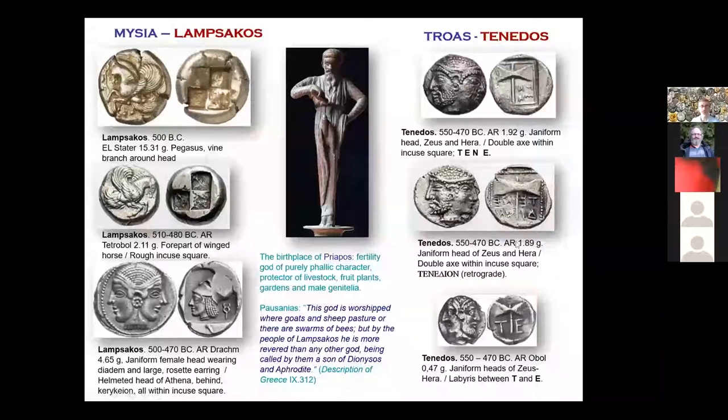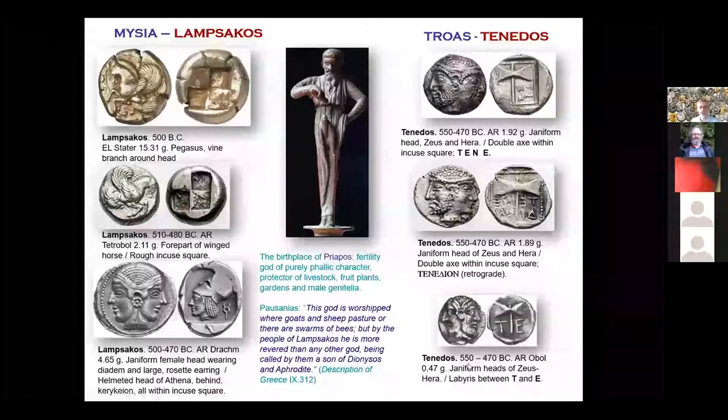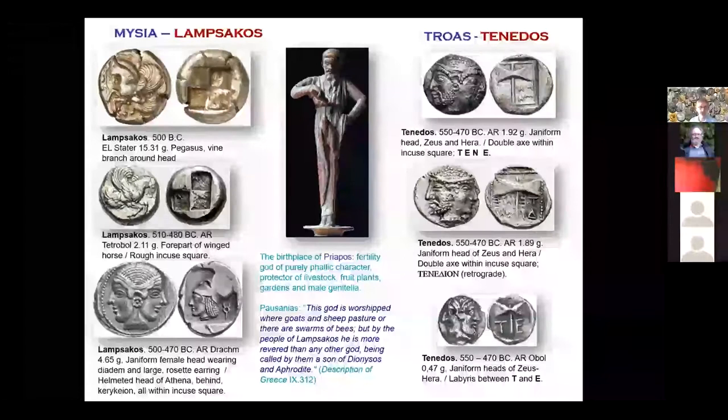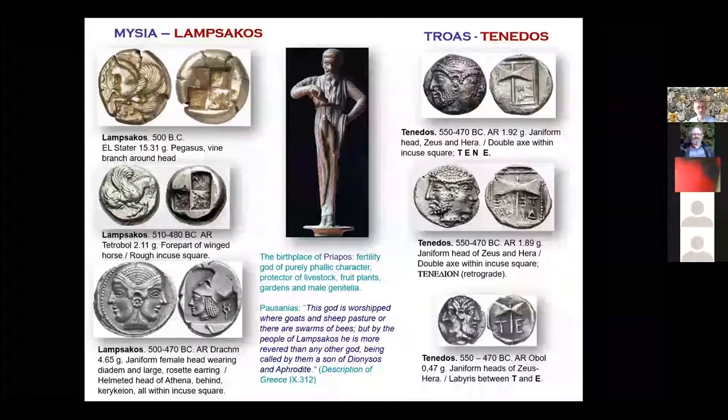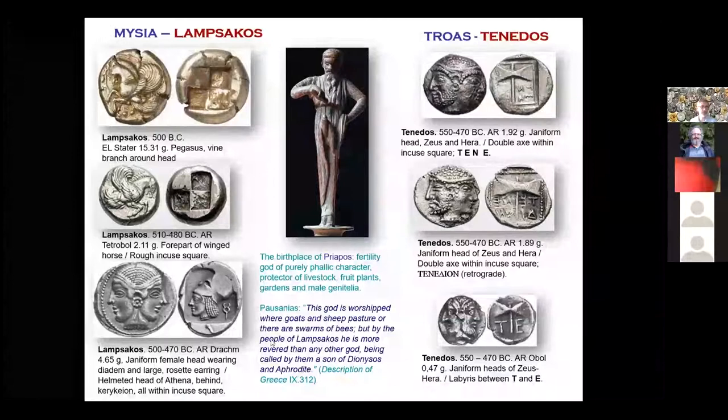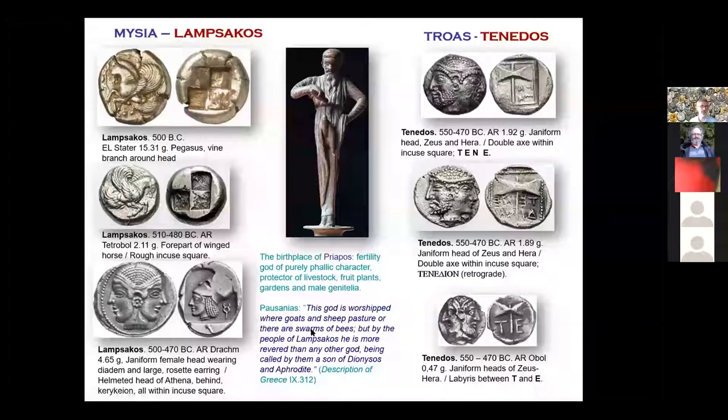You don't need to pay attention to the dates that are given here. They're mostly auction cataloguers' thinking, I should say. But Lampsakos certainly chose different figures to represent themselves. The forepart of a winged horse was their main symbol, yet you have a Janiform female head wearing a diadem here, and then a head of Athena, again in late archaic style.